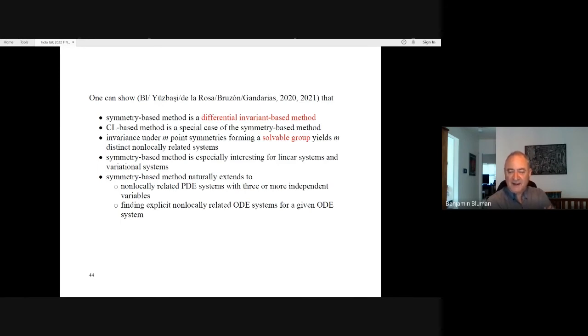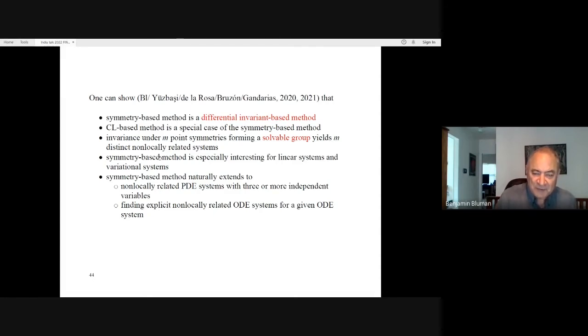In other words, suppose I have a point symmetry that yields a nonlocally related system. Now, if it's a solvable group, then using the solvable chain properly, you would have a point symmetry of that system, which can be used to get another nonlocally related system, etc. So in a 2020 paper, two of these papers were written in 2020 and two in 2021. You'll see this in one of those papers.